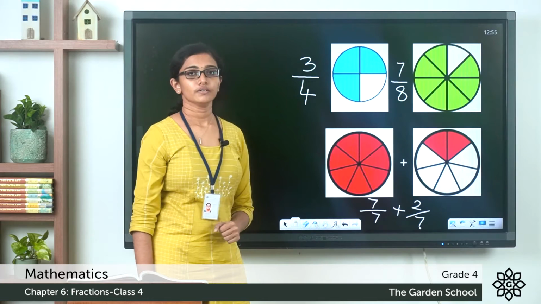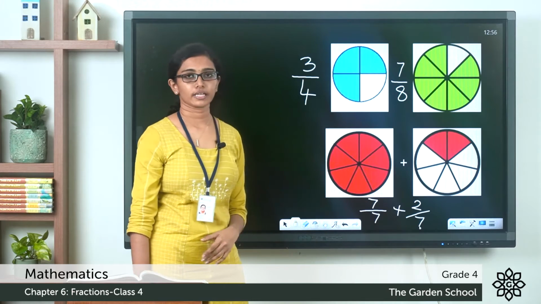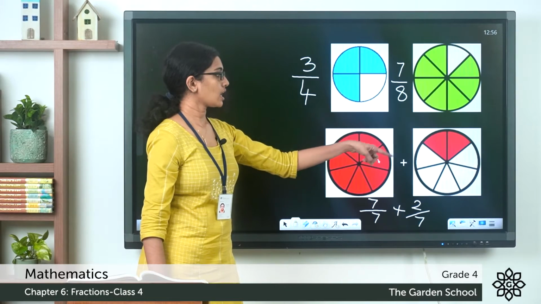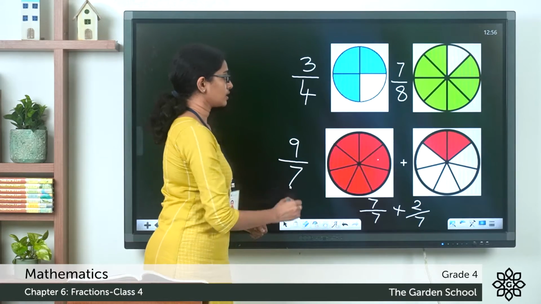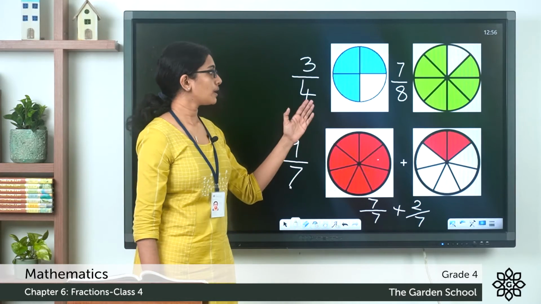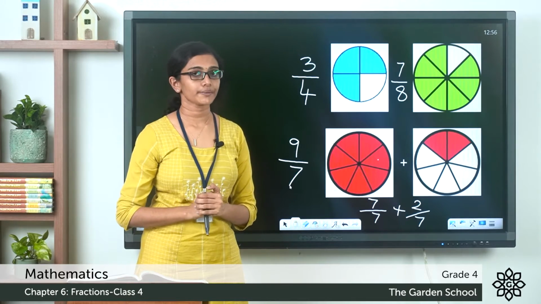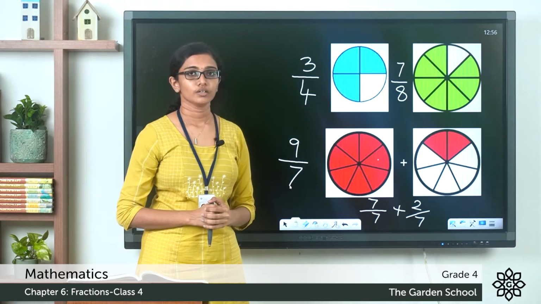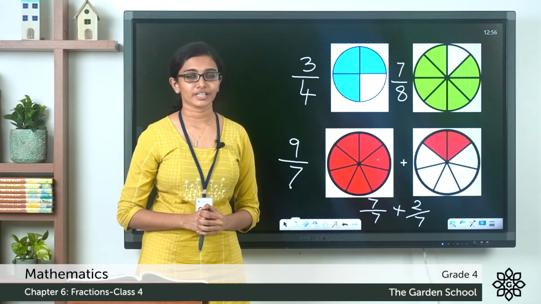So what is the total fraction of colored parts in this example? This 7 by 7 plus 2 by 7. And see, it is a total of 9 out of 7. So this fraction is equal to 9 by 7. Now when you look at these pictures, all the pictures are of circles. But in each case, the circle is divided into different number of equal parts, right? So the denominators are different in each case. So fractions such as these are called unlike fractions. I hope you are clear with this now.